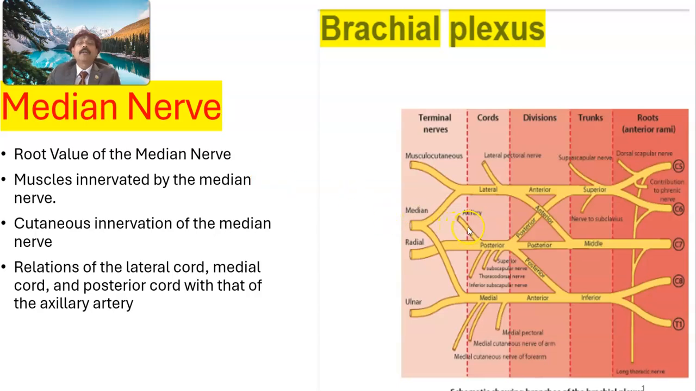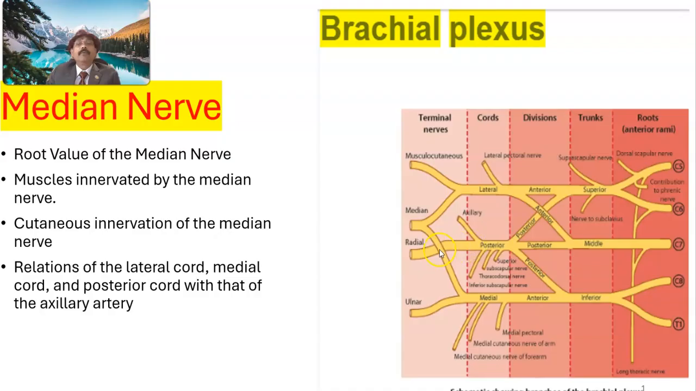The axillary nerve supplies or innervates 2 muscles. One is the deltoid, another one is the teres minor. So 2 muscles are innervated by the axillary nerve. The axillary nerve also provides cutaneous innervation over the lateral aspect of the shoulder contour over the deltoid muscle. We call it the regimental badge area. So cutaneous innervation is provided by the axillary nerve over the deltoid muscle.